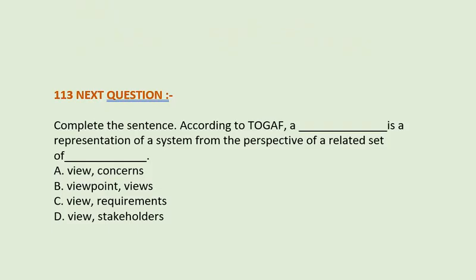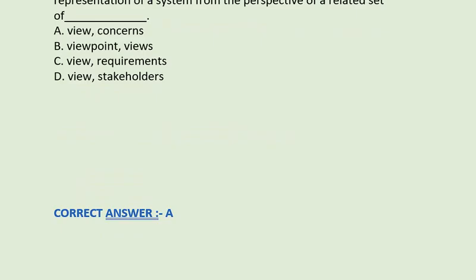Question is, complete the sentence. According to TOGAF, a blank is a representation of a system from the perspective of a related set of blank. Option A, view and concerns. Option B, viewpoint and views. Option C, view and requirements. Option D, view and stakeholders. Correct answer is option A.